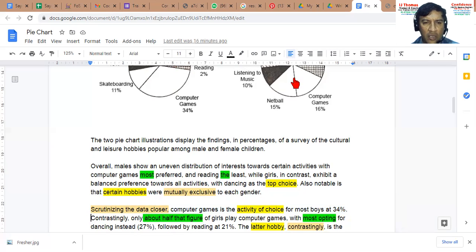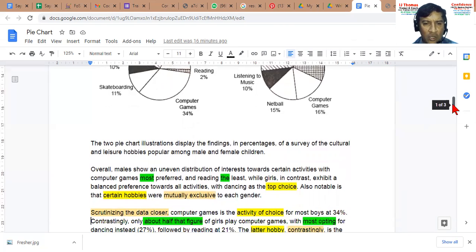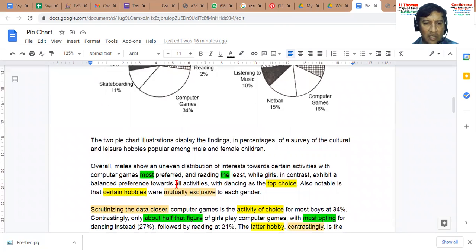So when you're talking about computer games here, you said that the boys took it highest, but now we are comparing what happened. See, 34 and 16. I could have said girls were only 16, but I want the examiner to see that I have some language. So 34 and 16, I see there is a connection, that it's about half that figure. Why didn't I say half that figure? Why did I say about half that figure?